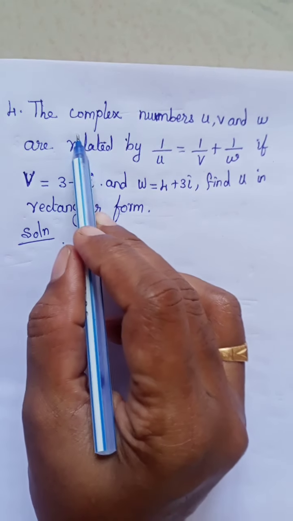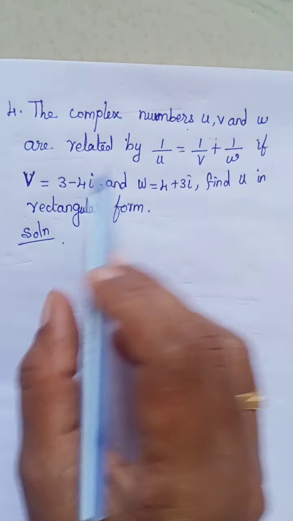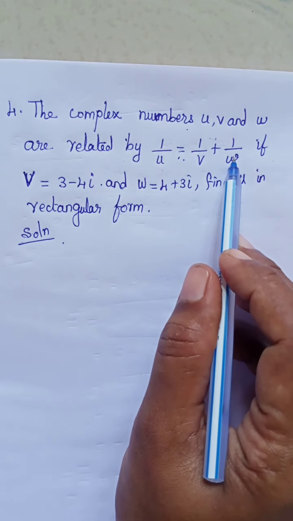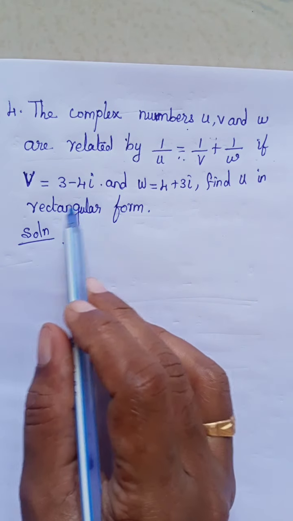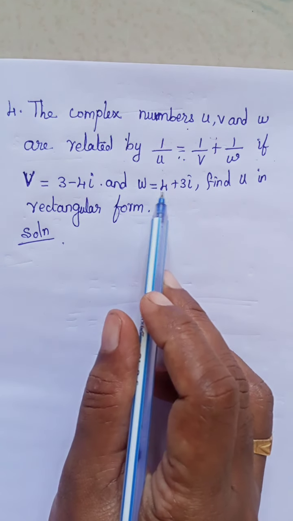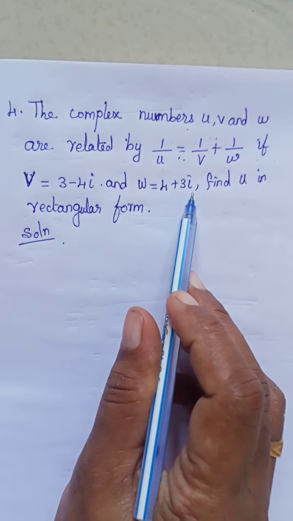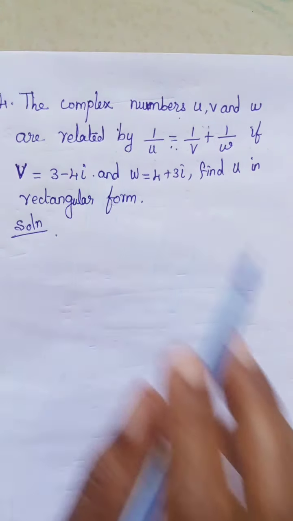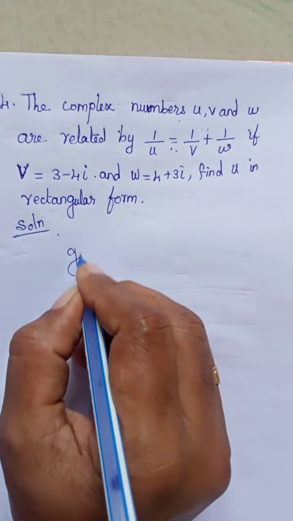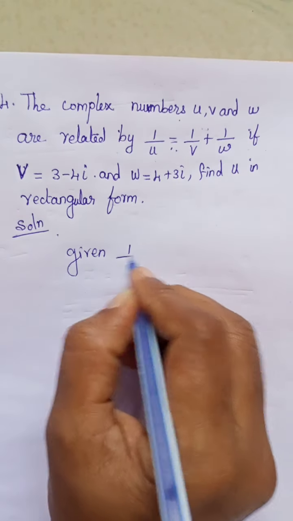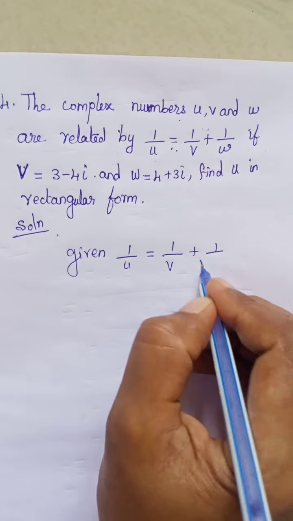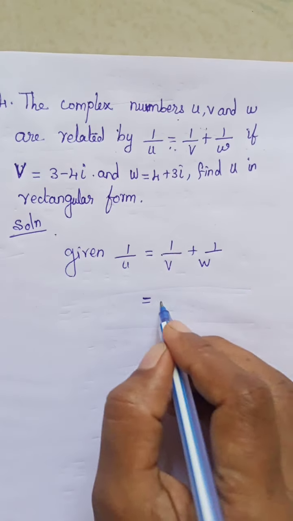Now problem number 4. The complex numbers u, v and w are related by 1 by u equal to 1 by v plus 1 by w. If v equal to 3 minus 4i and w is equal to 4 plus 3i, find u in the rectangular form. We have to find the value of u. See, what is given? 1 by u is equal to 1 by v plus 1 by w. So from this we can find it out.